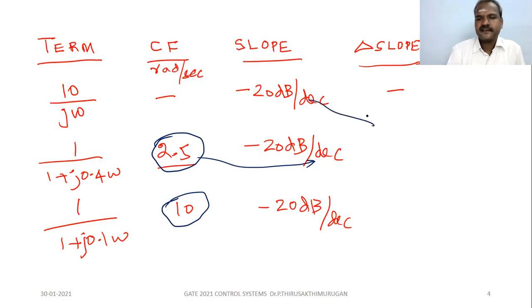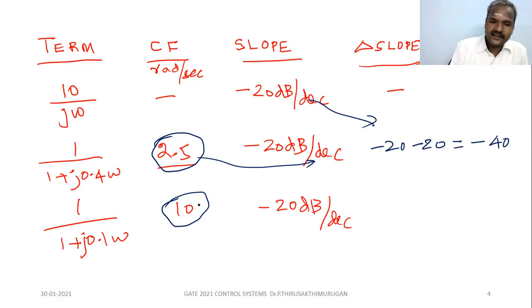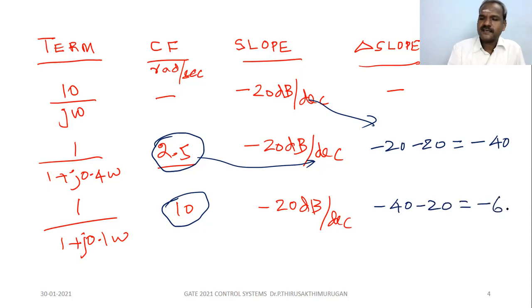So change minus 20 dB, minus this also minus 20 dB added. So net is minus 40 dB per decade. Change in slope: for the next corner frequency also there is a change in slope, say from minus 40, so minus 40 minus 20. So the final slope change is minus 60, right?